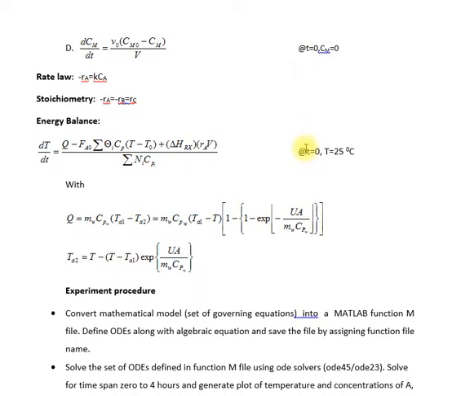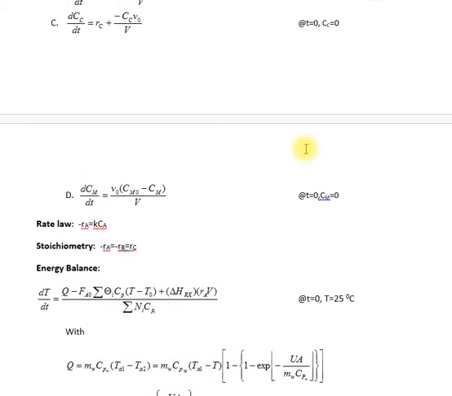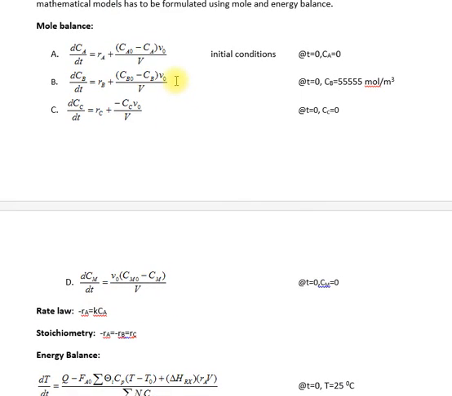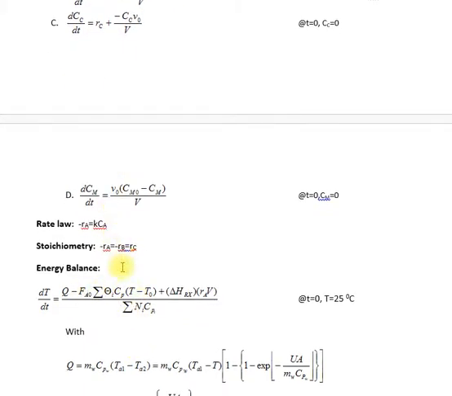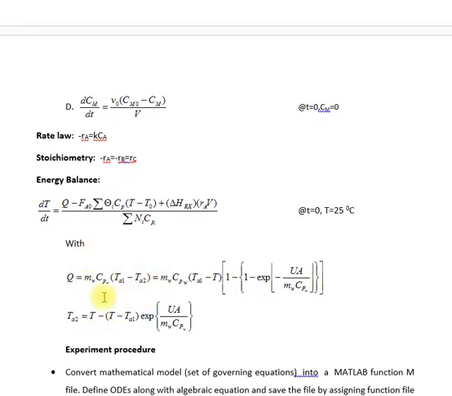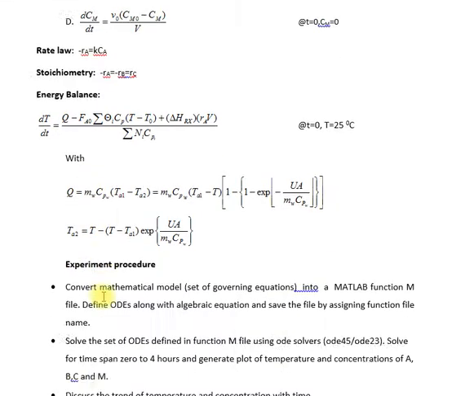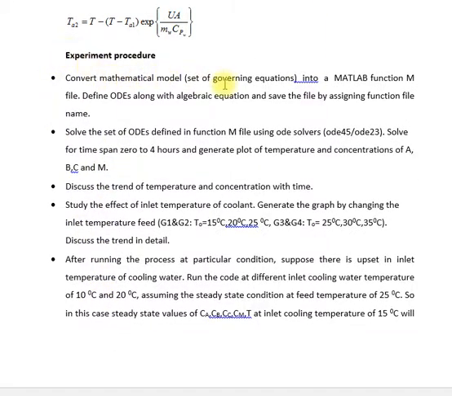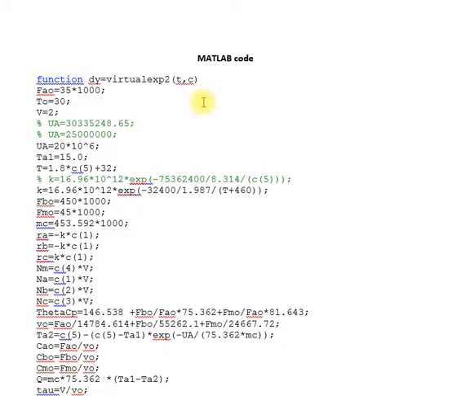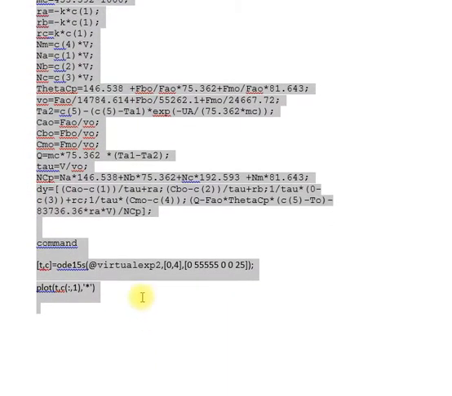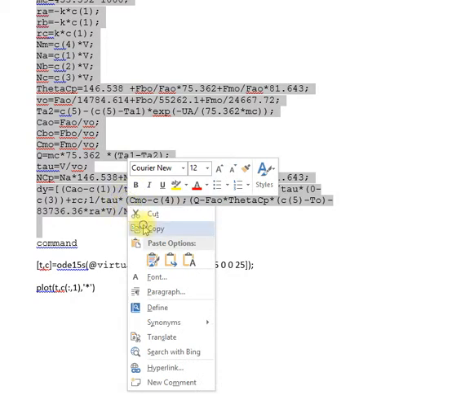We now have five differential equations, four for concentration and one for temperature. They are coupled differential equations. We will use MATLAB to simulate this. Here I have given you how to proceed: convert this to an M file. The M file is also given to you. This is the MATLAB code, and you will use it as a black box, just as a simulator. You can take this, copy it and take it to MATLAB.